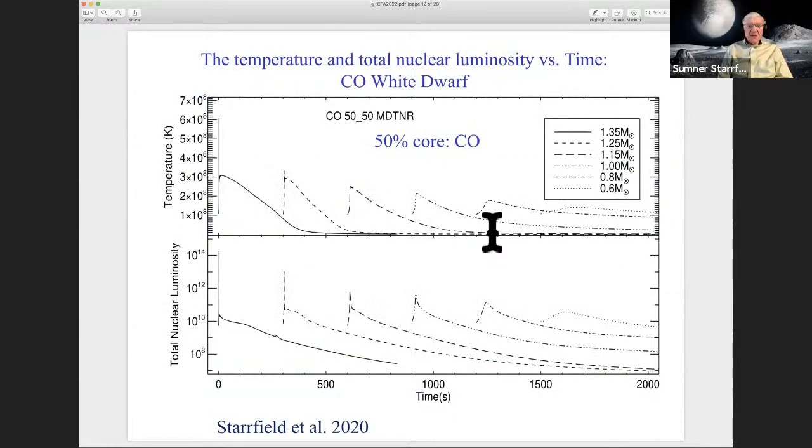So here are the results for a carbon-oxygen white dwarf. These are, again, temperature and total nuclear luminosity in solar units, published in 2020. You can see we get to 6 times 10 to the 8th Kelvin for the most massive white dwarf with a 50% mixture, 10 to the 14th for the nuclear luminosity, and of course it decreases as we decrease the white dwarf mass. And these are times in seconds. So this is all happening very rapidly.